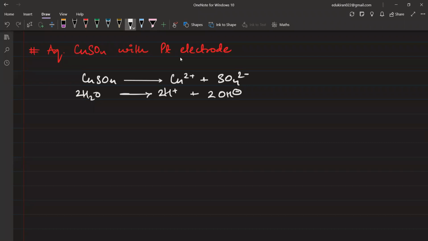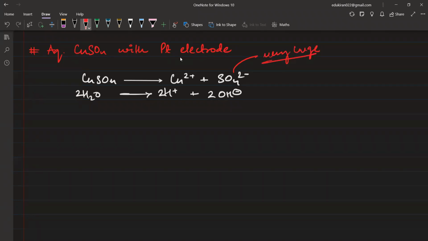ठीक है. So see, CuSO4 हो गया. If you have polyatomic ions, and then you have water, OH negative. So obviously for anions we don't even have a comparison here, even though we have more than one anion. This SO4 is very large in size, right?